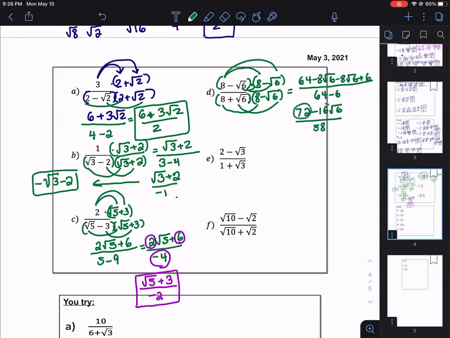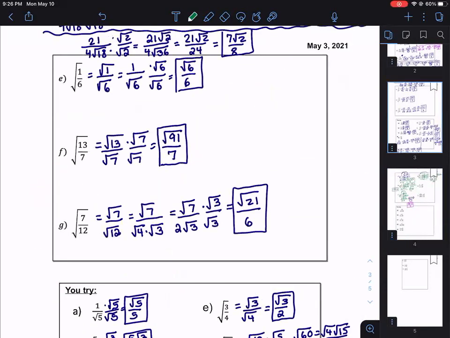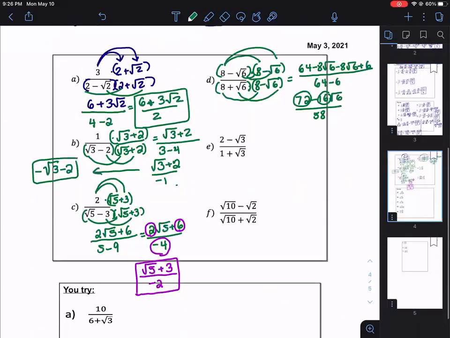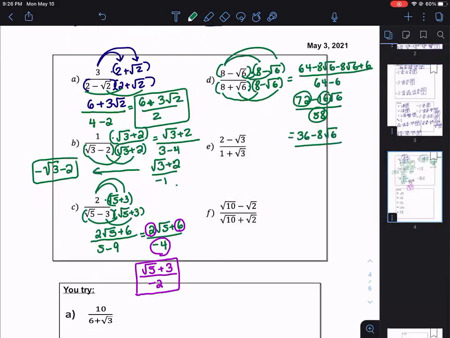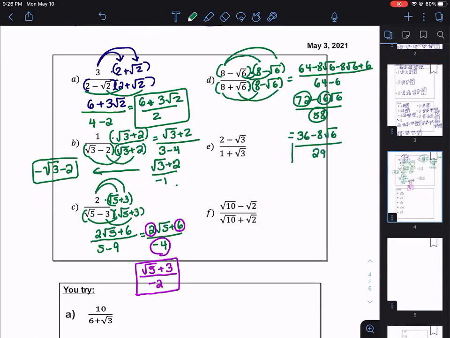72, 16, and 58 all have a common value of 2. 72 divided by 2 is going to be 36. 16 divided by 2 is 8. And 58 divided by 2 is going to be 29. And that would be our final answer.